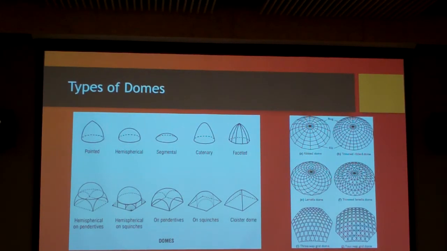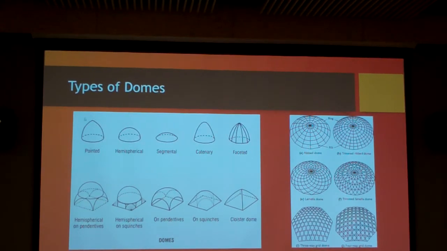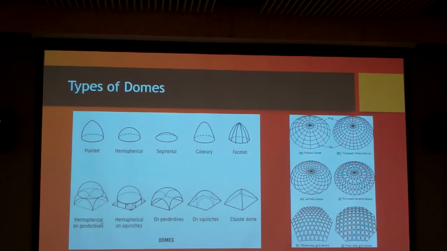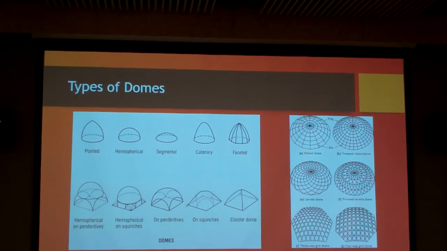This one is like a pointed arch rotated 360 degrees. I guess it only has to do 180, but anyway. And then the hemispherical is the semicircular rotated, and you can raise it up or lower it to make the segmental or the camera. And then the faceted, which is what the Duomo is, or you can raise them up and have them on pendentives. Or like this one, it's not on a separate pendentive, but it's on pendentives itself.